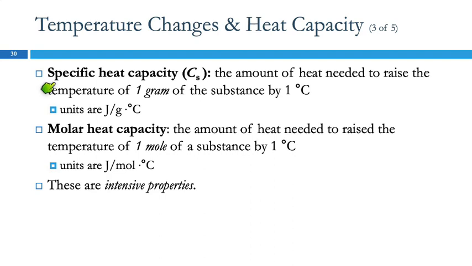So specific heat capacity is the amount of heat needed to raise the temperature of 1 gram of the substance by 1 degree Celsius. So the units are going to end up being joules per gram times degrees Celsius. You'll sometimes see a molar heat capacity, and that's the amount of heat needed to change 1 mole of the substance by 1 degree. Both of these are intensive properties. They don't depend on how big the sample is, like density. It's the same.